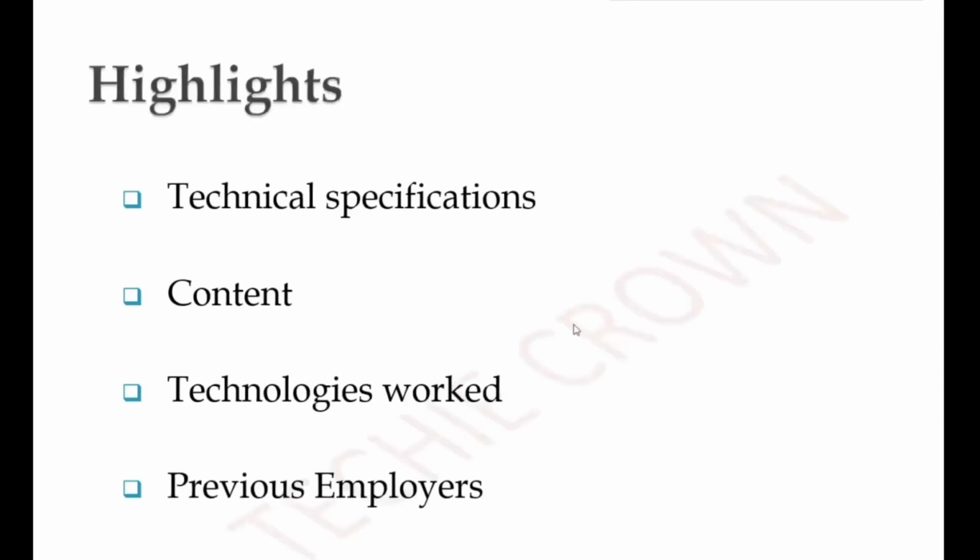What are the highlights? What do you need to highlight in your resume? The technical specifications and then the content. So in the content, you have to write up how you are working with the current team and what your role is and how good you are at the role and what your current role deals with. So all the information should be given in an expressive write-up. Then you also need to mention the technologies you worked on with all the specifications along with the previous employer information in a chronological order.